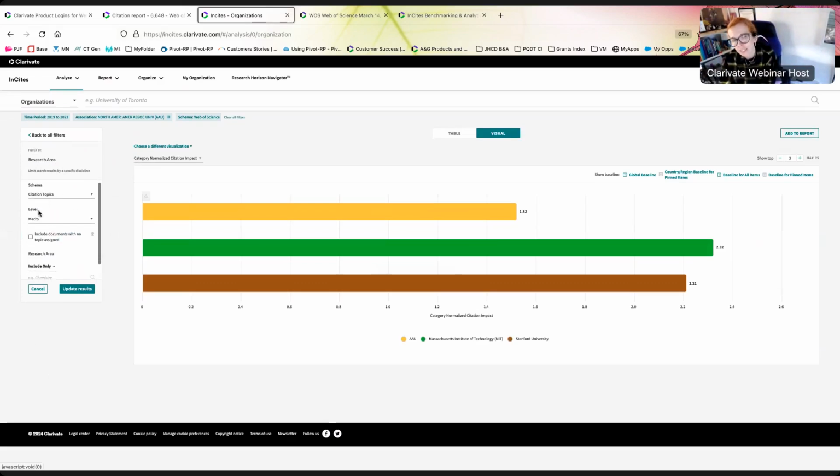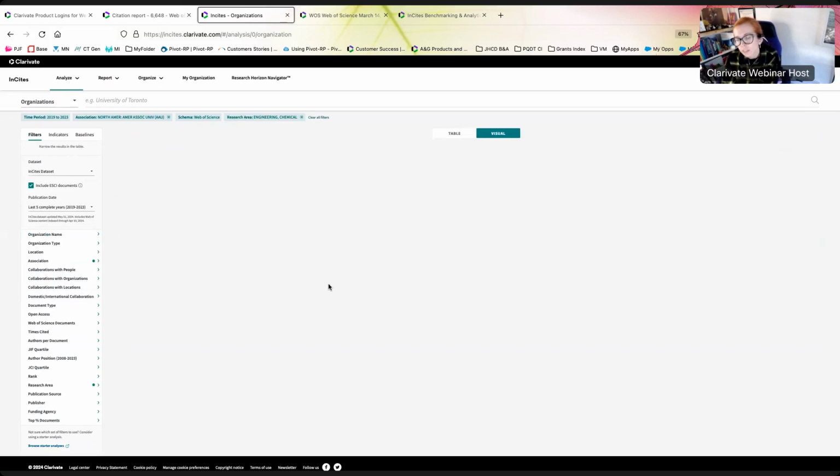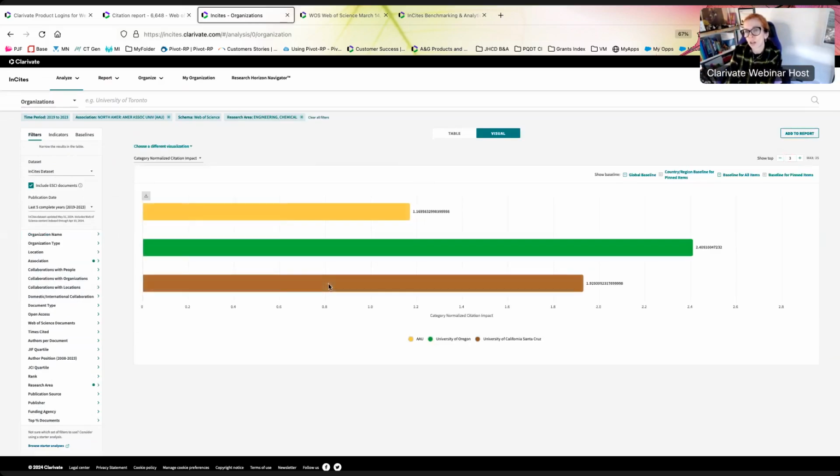Citation topics were developed by Clarivate, Web of Science, and the Leiden Institute for Science and Engineering in the Netherlands. But let's just say that we do Web of Science and we just put engineering. For example, we just do chemical engineering and we update the results. This is going to update the graph on the fly. There you go. And then once you're done with this, you can add it to a report. You can share everything onto your dashboard, and then from there, you can collaborate with other colleagues.